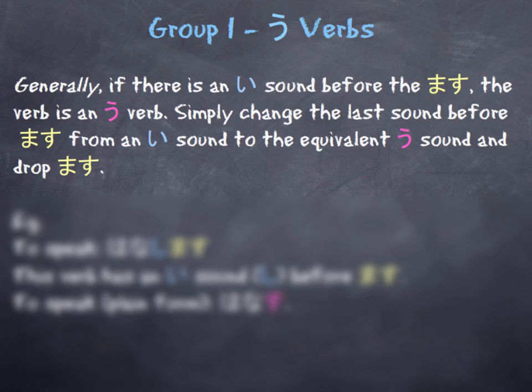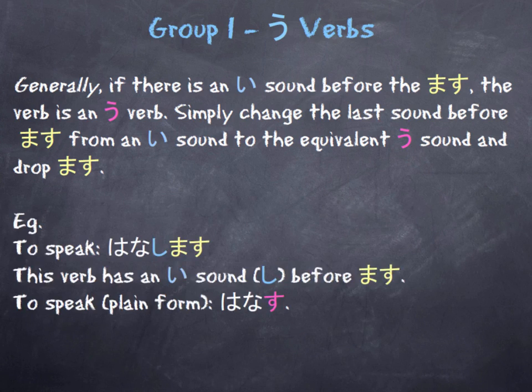So if we have a group 1 verb or an u verb, generally if there is an i sound before the masu, the verb is an u verb. So you simply change the last sound before masu from an i sound to the equivalent u sound and drop the masu. So what does this mean exactly?